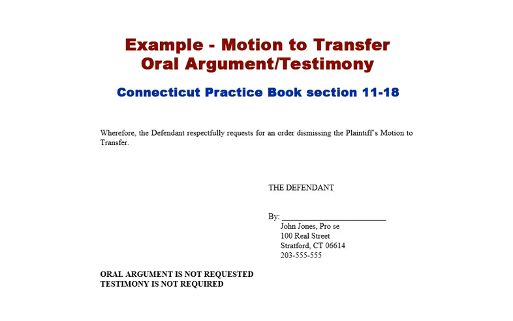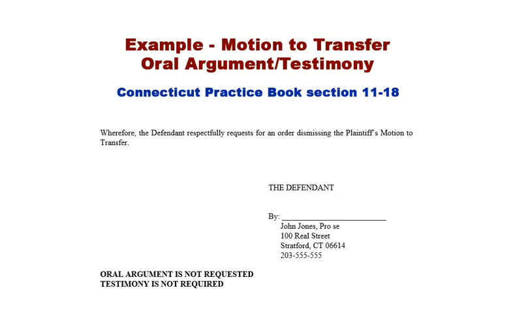Oral Argument Testimony. Connecticut Practice Book Section 11-18. Connecticut Practice Book Section 11-18 states that oral argument is at the discretion of the judicial authority, except for a few select motions as listed in the rule where oral argument is required. Most motions and objections do not require oral argument.